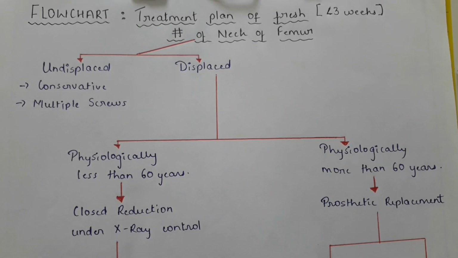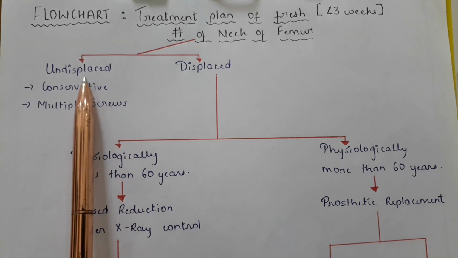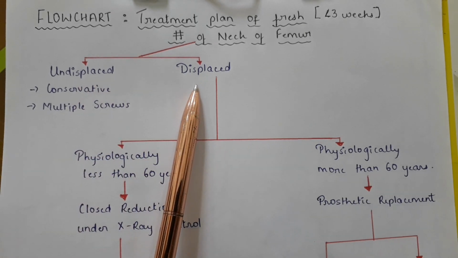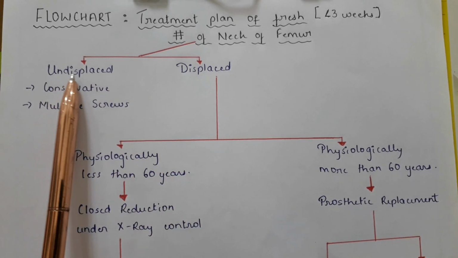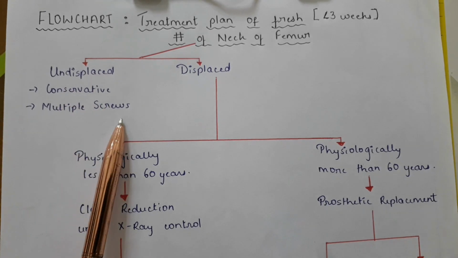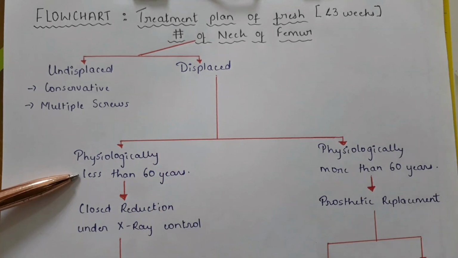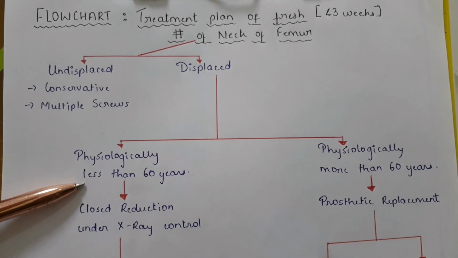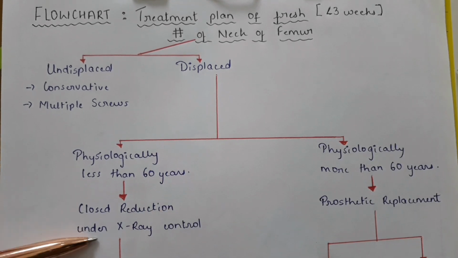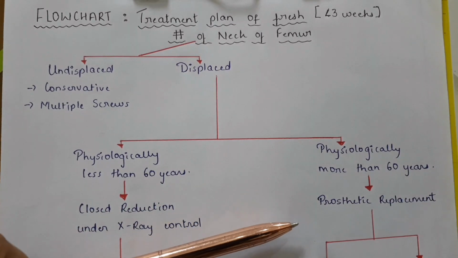Let's see the flowchart for the treatment plan of a fresh fracture of the neck of femur of less than 3 weeks. We have the undisplaced fracture and the displaced fracture. In case of undisplaced fracture, you have the conservative management or multiple screws. In case of displaced fracture, if physiologically less than 60 years, we have closed reduction, and if physiologically more than 60 years, we have prosthetic replacement.